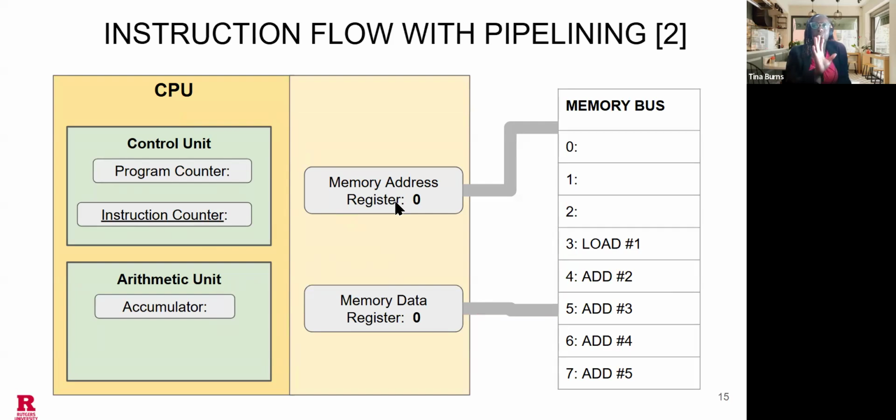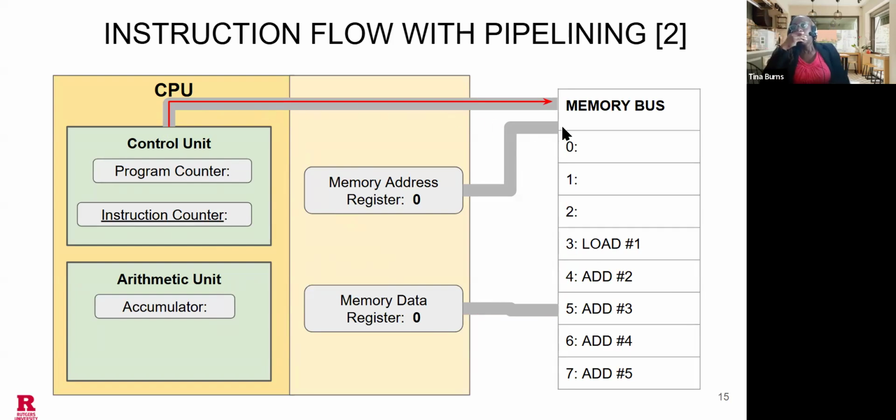So if we take this same example and we look at it with pipelining, I'm going to start with this one. I'm going to go ahead and get my instruction. I want to fetch the instruction. But while I'm also fetching the instruction, I'm going to go ahead and update my program counter as I'm decoding this information. I'm going to fetch it. I'm going to update my program counter.